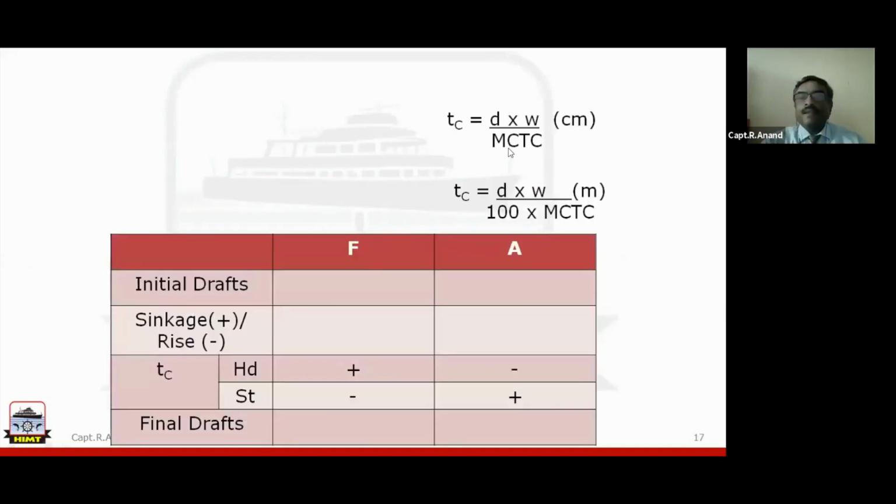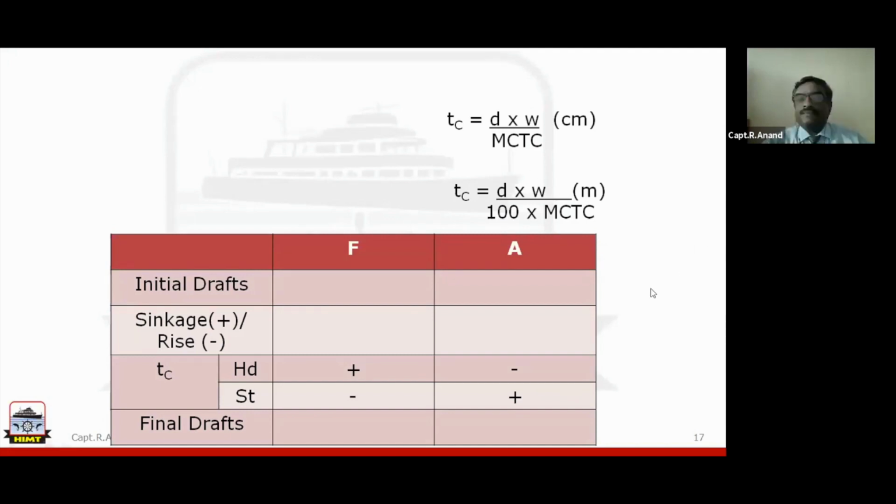Now, because of the MCTC I'm using here, I'm going to get this trim change in centimeters. But in general, when we talk about drafts, everything is kept in meters. So to get this trim change in meters, I use this figure 100 in the denominator. So directly I will get the trim change in meters instead of centimeters. Is that part also clear? Yes, sir. Just by adding this 100 in the denominator, my final answer I will get directly in meters.